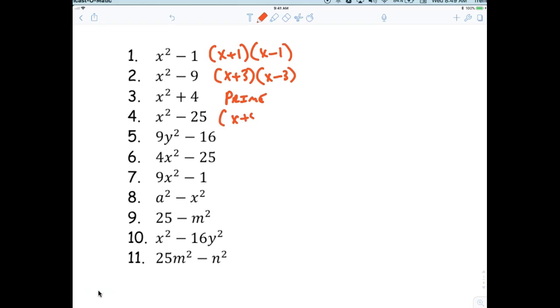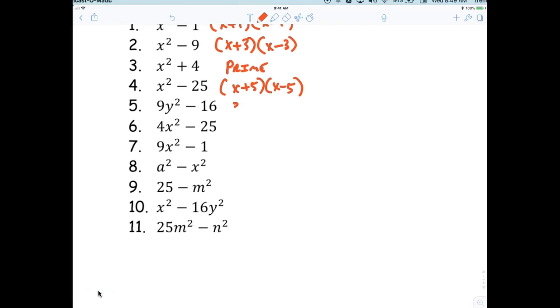Good. X plus 5, X minus 5. Number 5. 3y minus 4, 3y plus 4. Good job. That's how quick it should be. Number 6. 2x plus 5, 2x minus 5. Number 7.